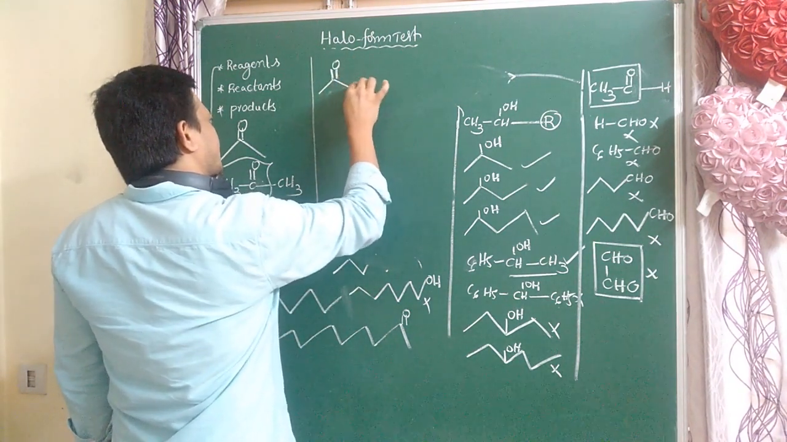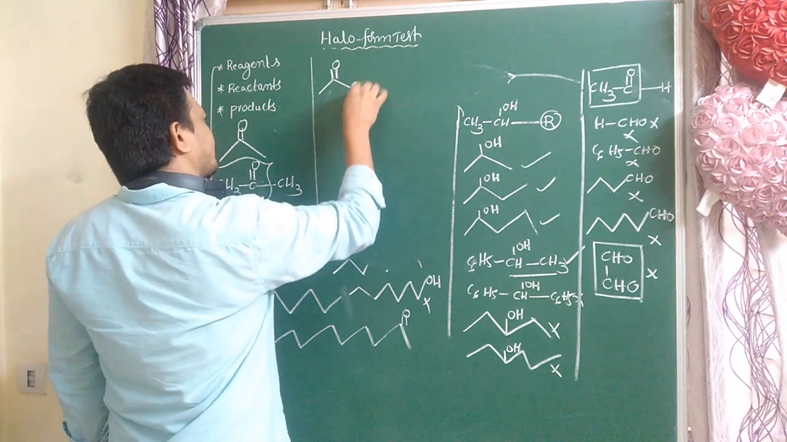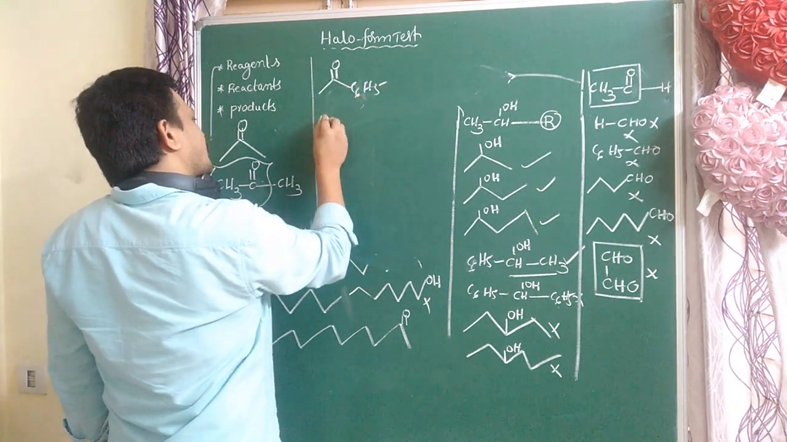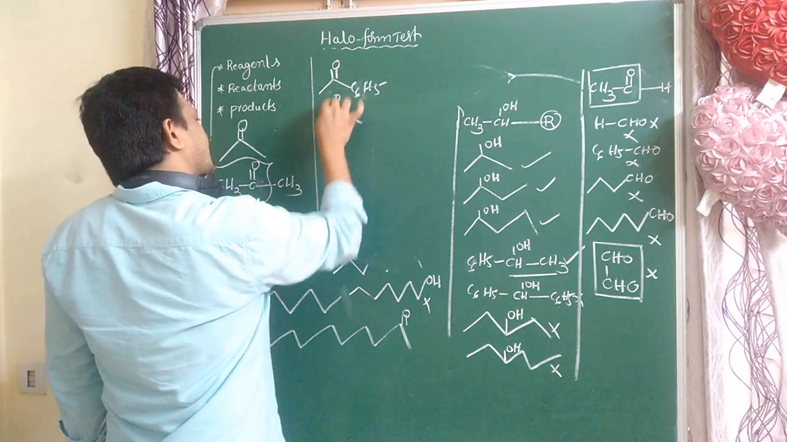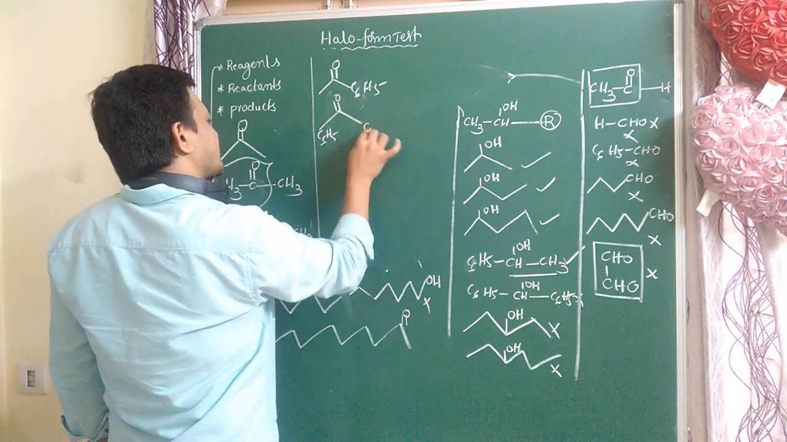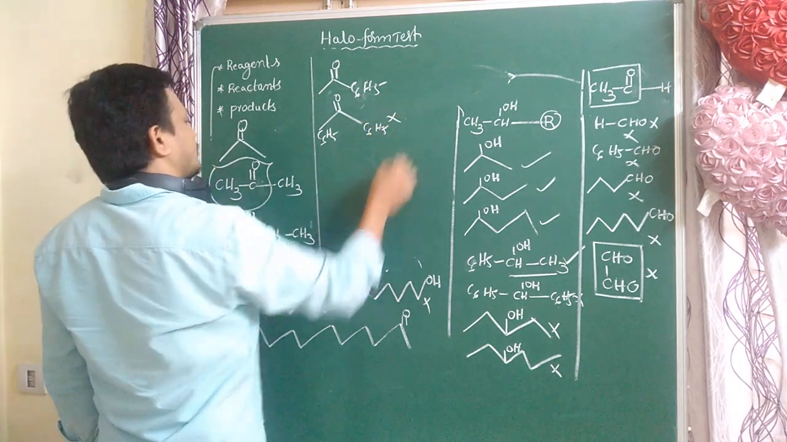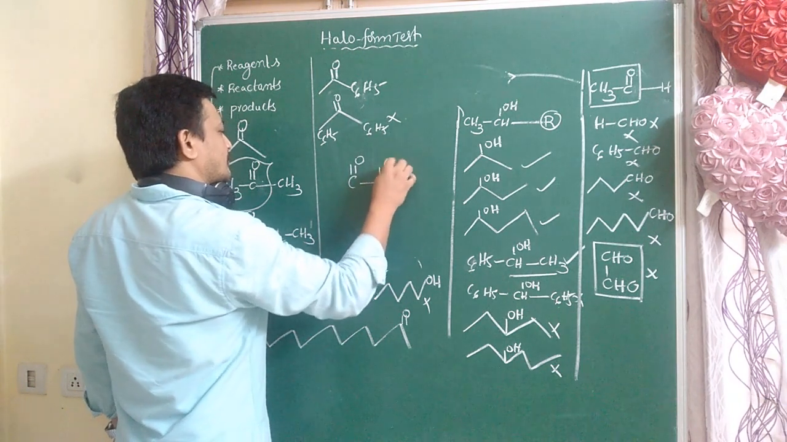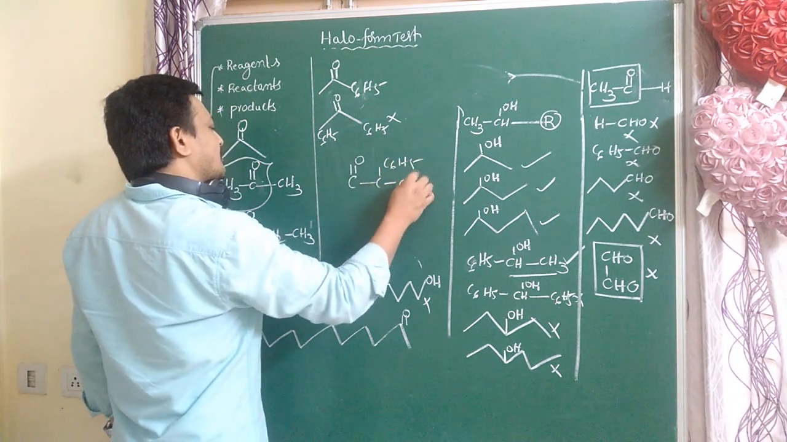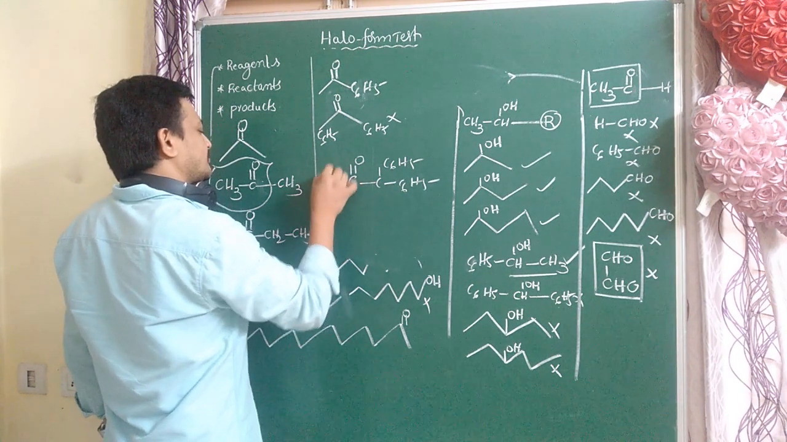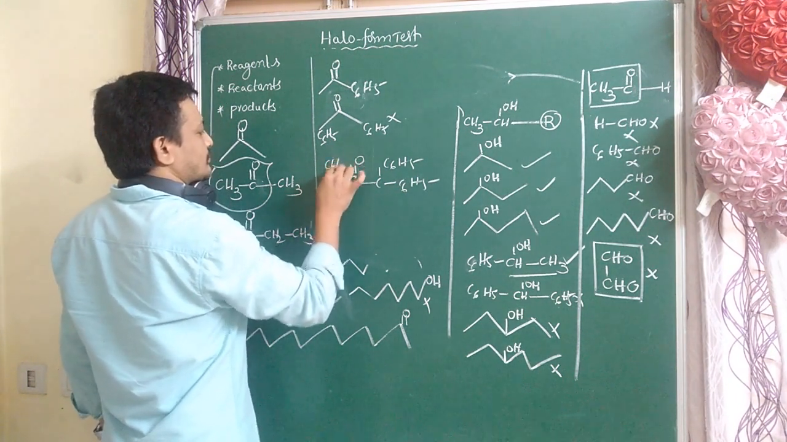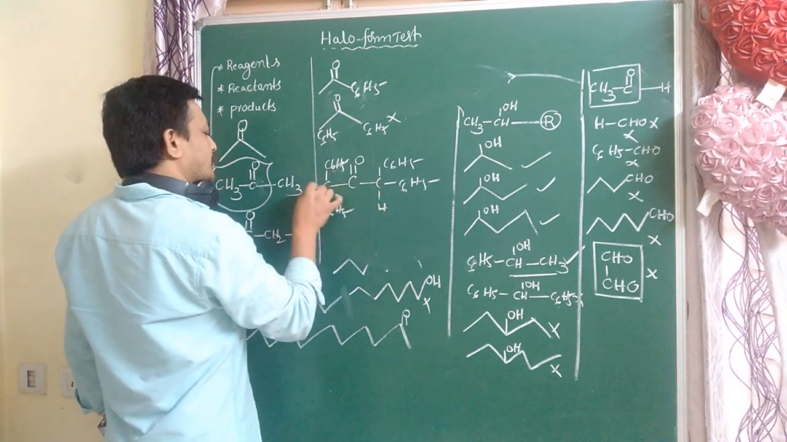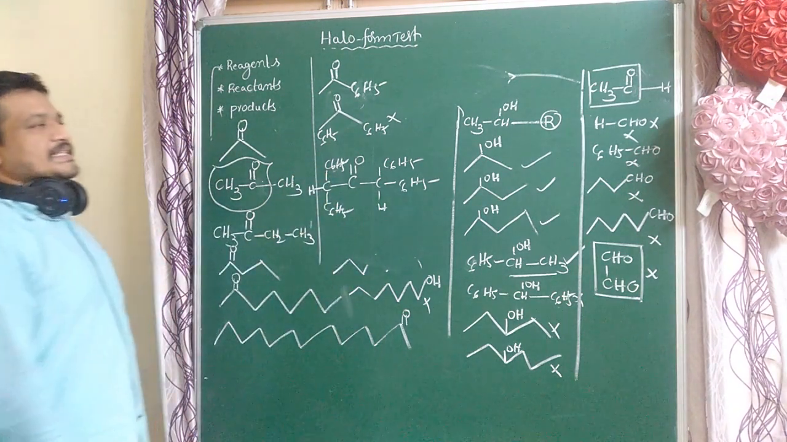C6H5, C=O, CH3CO group is there, so this is involved in the Haloform test. What about C6H5, C=O, C6H5, benzophenone? Is it involved in the Haloform test? No. So your primary task in this test is to identify which compounds take part.